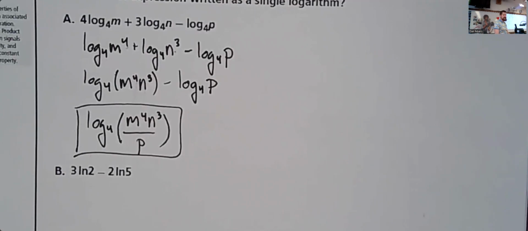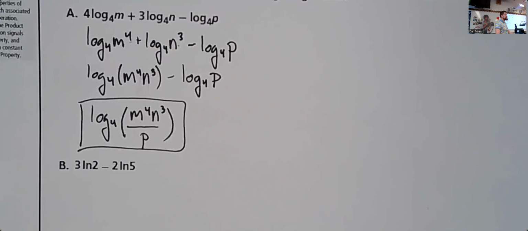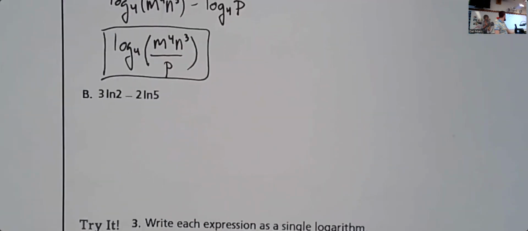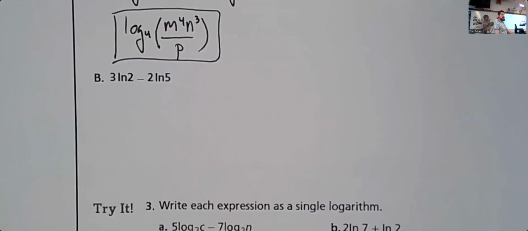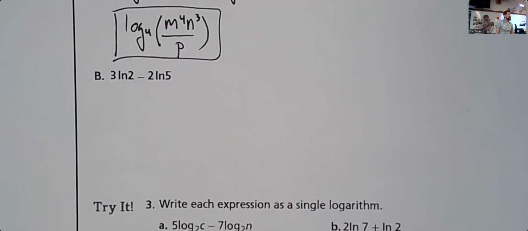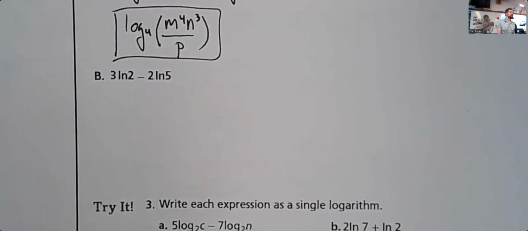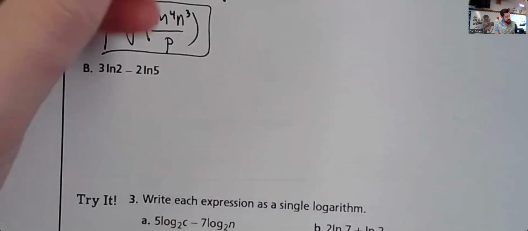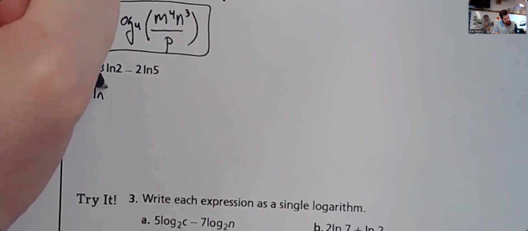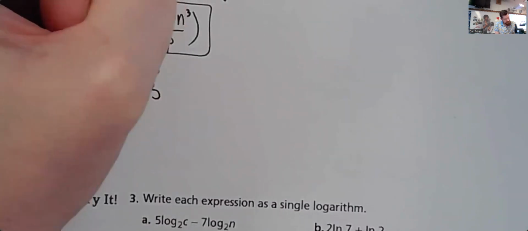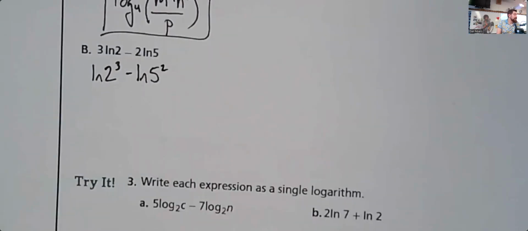All right, questions on A? All right, let's try B. Take the coefficient, turn it into an exponent. What does that give us here? ln 2 to the third power. Good. Let's write that down. ln 2 to the third power minus what? ln 5 squared. All right.